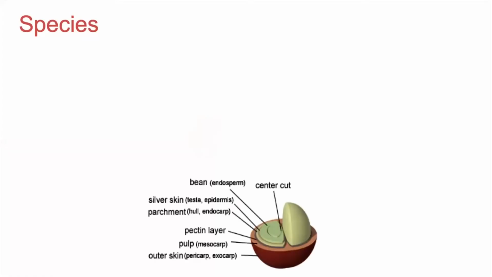Coffee, if you're not familiar with the plant itself, actually produces what we call a cherry. So it's a fruit, and you have to remove the hulls and the pulp to get to the seed. And that's what a coffee bean really is. And there are two main species of coffee that we consume.